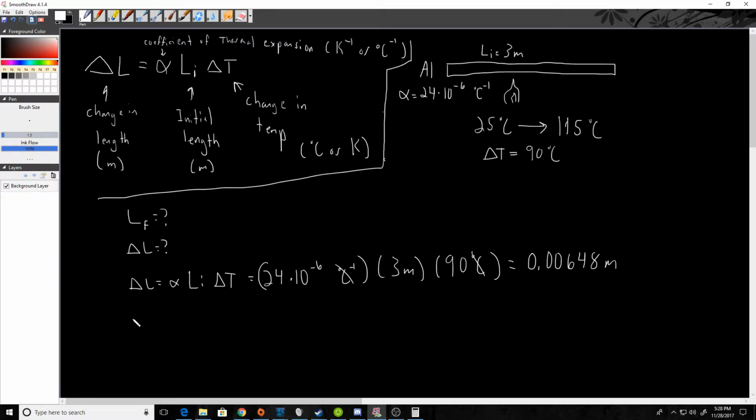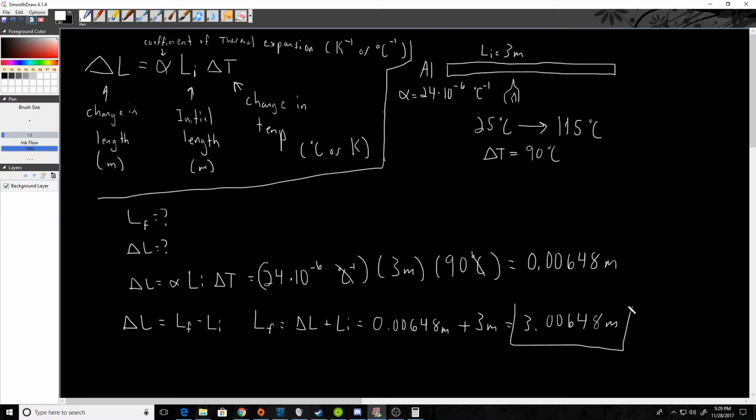So I know that change in length is equal to the final length minus the initial length. If I want to get LF by itself, I'm just going to add the initial length to both sides. So LF is equal to the change in length plus the initial length. In this case, my change in length was 0.00648 meters plus the initial length we said was 3 meters, so 3.00648 meters. Okay, so that's my final length.